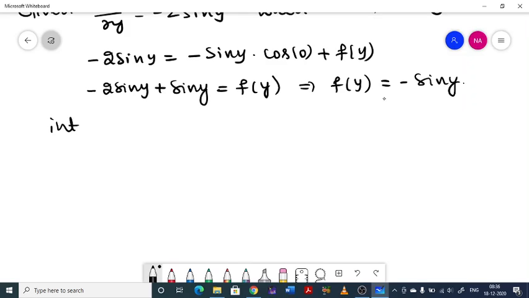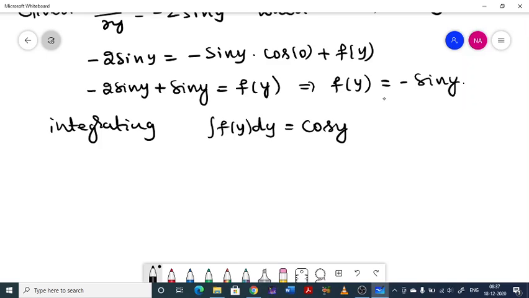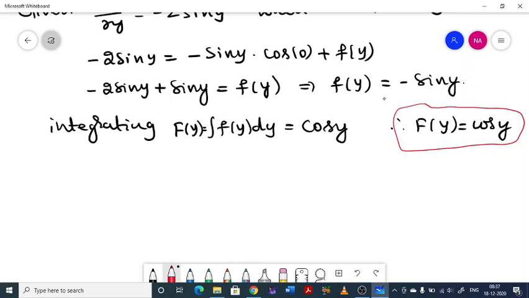Integrating with respect to y, obviously. Integrating, I'll get integral f of y dy, which is equal to integral of minus sin y, that you get cos y. But integral f of y dy is capital F of y. So I got capital F of y equal to cos y.